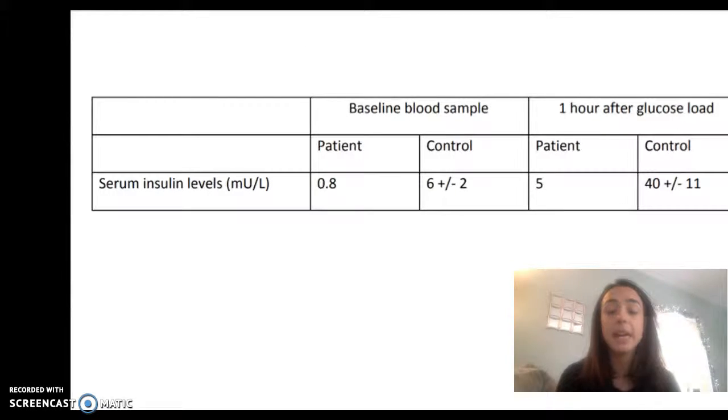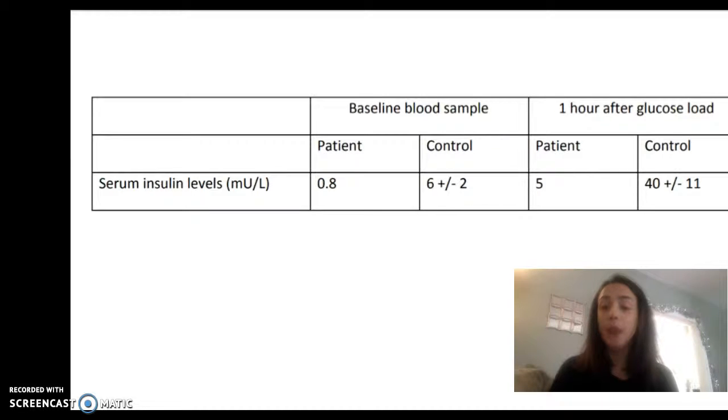So here you can see the baseline blood sample. So you have the patient's results as well as the control. So the patient's results are 0.8 as compared to the control, which is 6 plus or minus 2. So in the control, in the normal range, the lowest would be 4 and the highest would be 8. So 0.8, as you can see, is extremely low, much lower than the normal range. So that is concerning in itself.